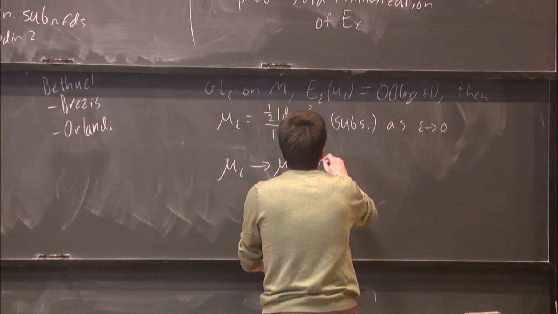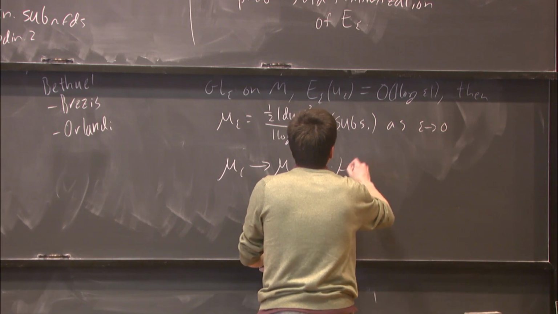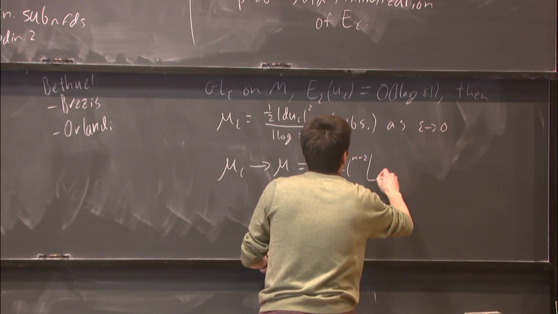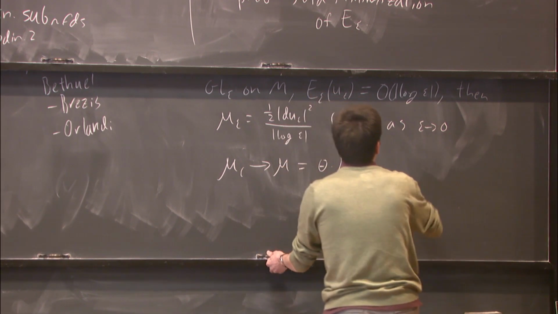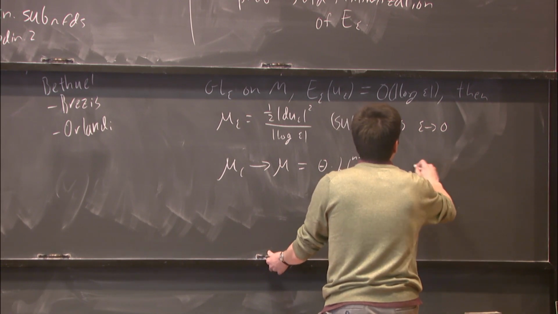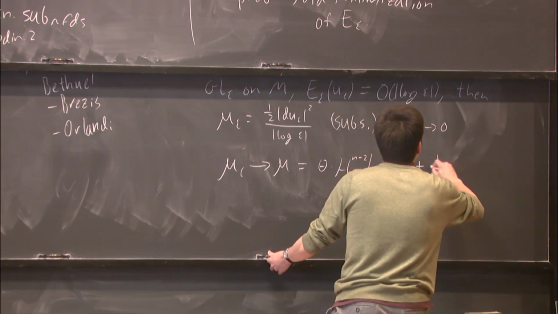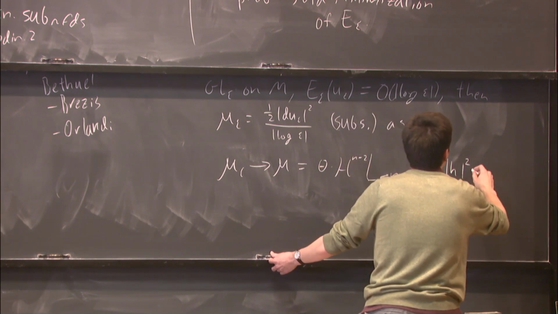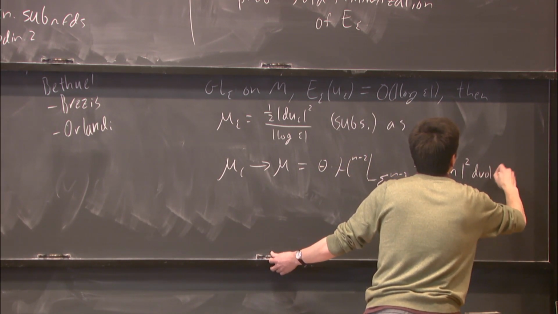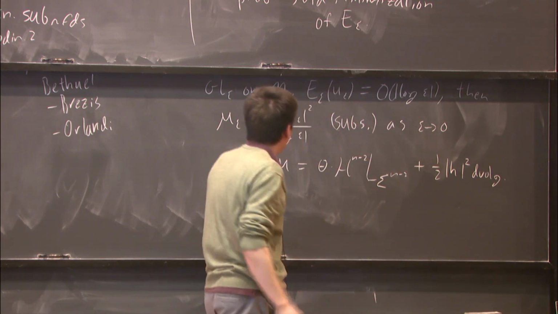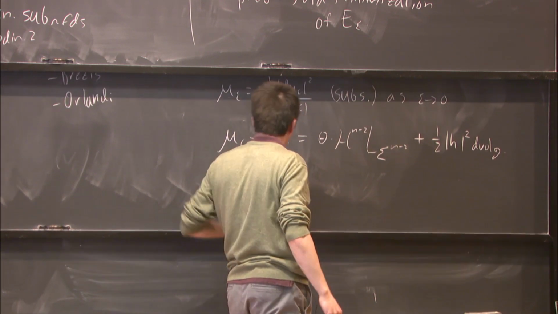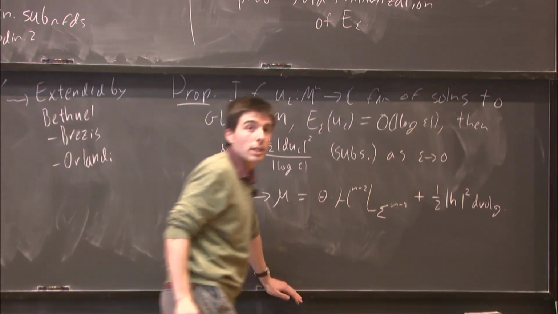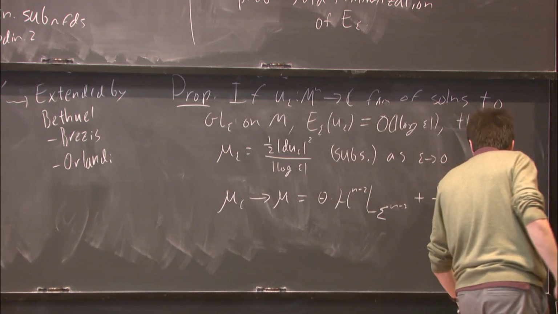OK, so we have first our concentrated part on this n-2 submanifold sigma, plus we have a diffuse part given by the energy of a harmonic 1-form times the volume form. OK? Now I should make a few remarks here.